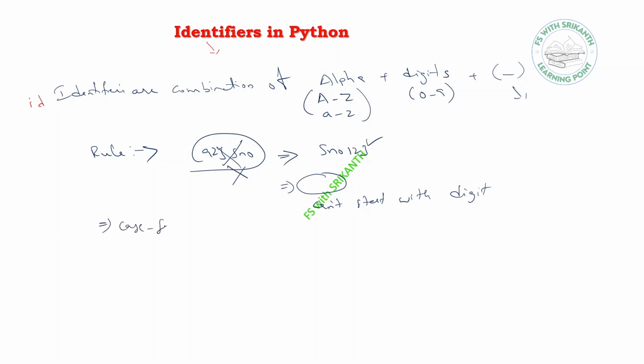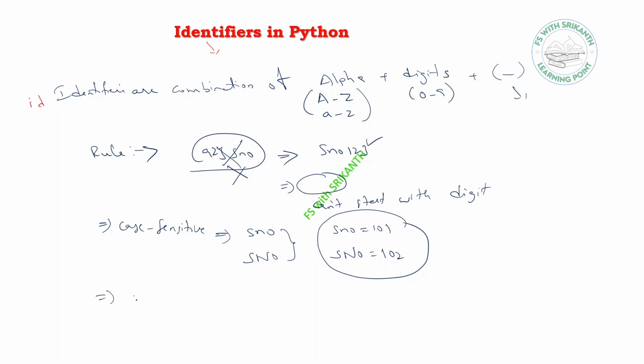And identifiers are case sensitive. When you observe serial number and Serial number, both are different variables. If you are using serial number 101 and Serial number 102, they are considered as two different variables by the Python virtual machine. And you should never use reserved words like if, else, while, for as a variable name or identifier; they are not allowed.